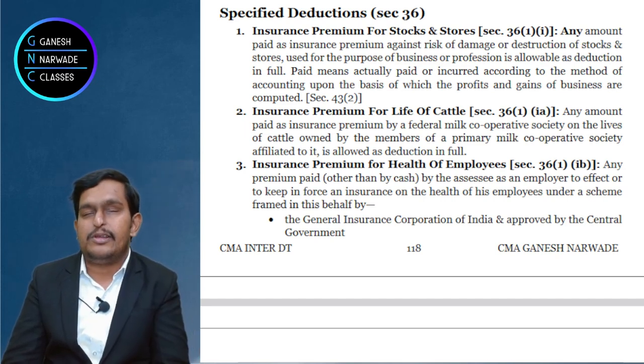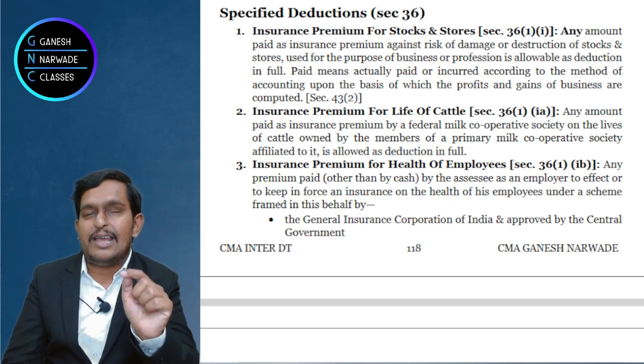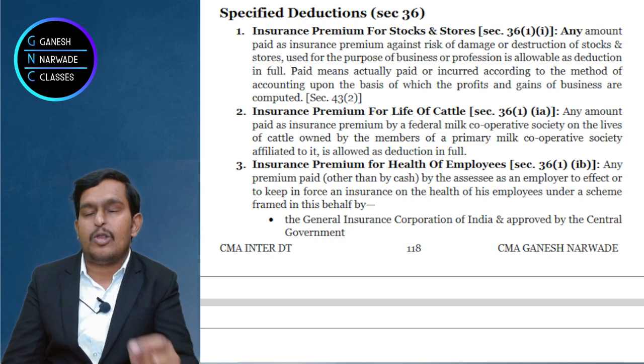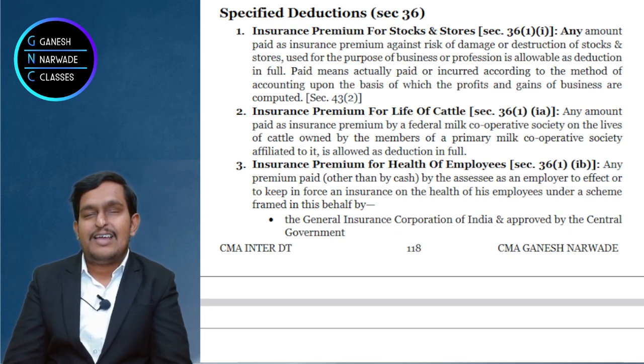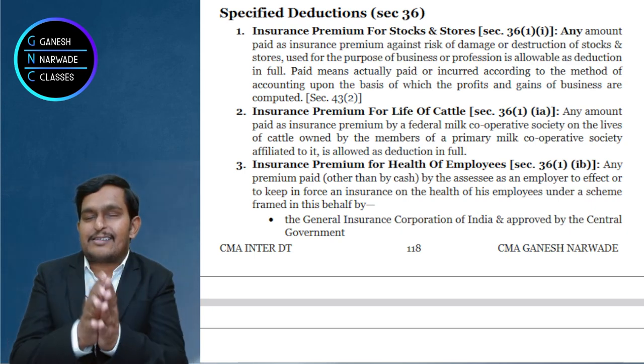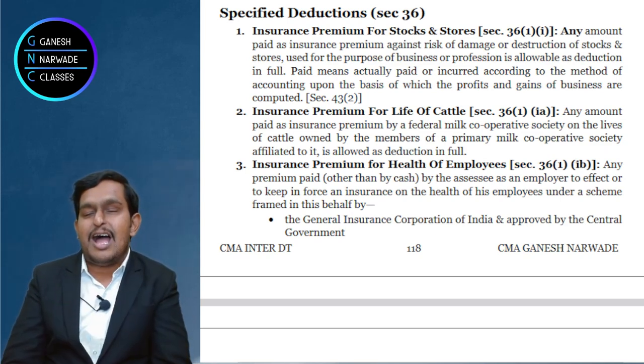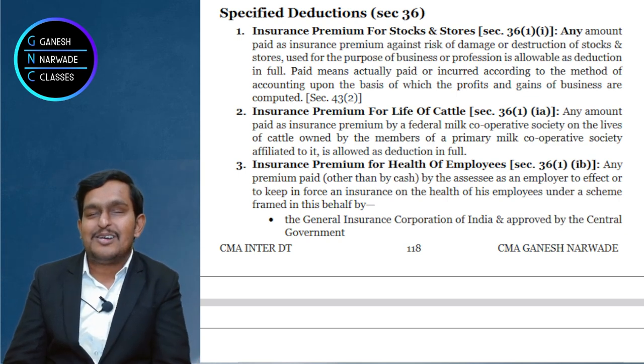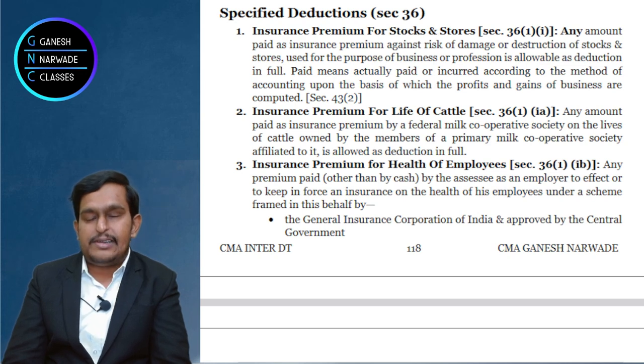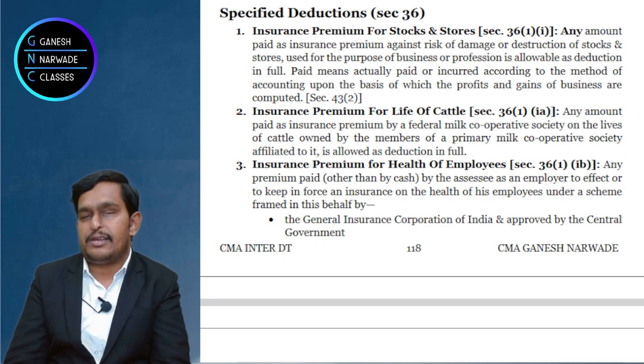Clear? Now come to insurance premium on the life of cattle under section 36 subsection 1 clause 1a. Now you may ask a question, why will anybody take insurance on cattle? As a student, our mindset is restricted, limited to our circle. But think about Amul, the taste of India. Yes or no? Like that, it is a cooperative society. Amul is not a company. It is a cooperative society.